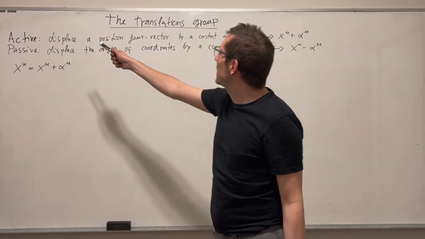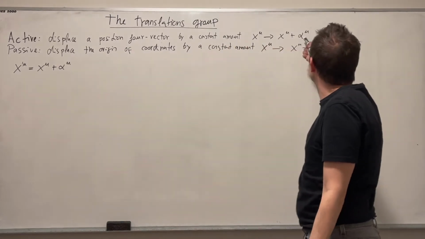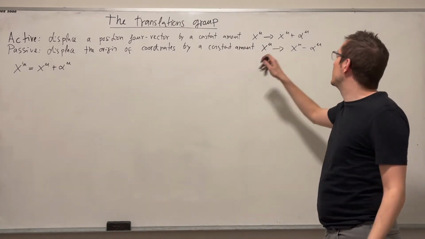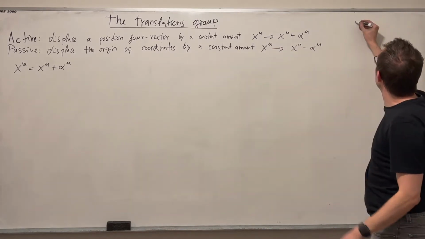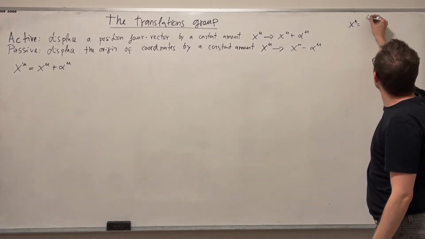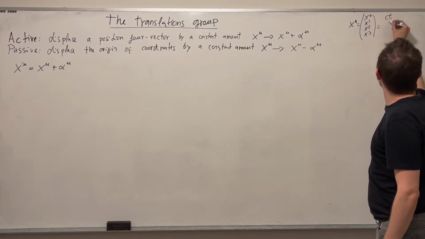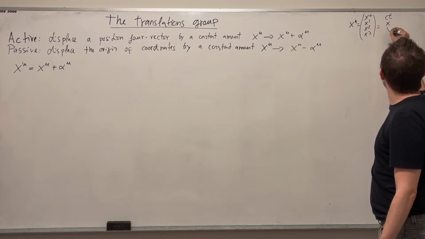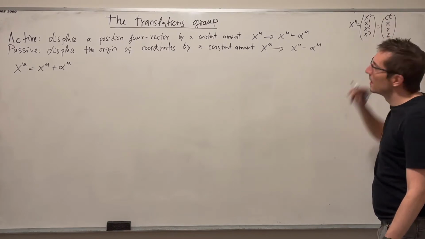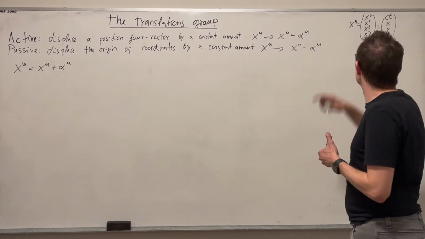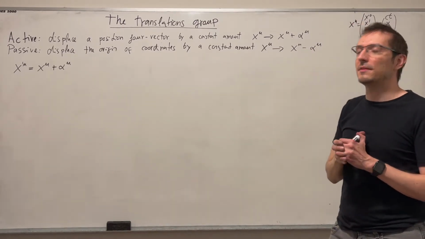So you can think of an active transformation as displacing the 4-vector by a quantity alpha. This is a position 4-vector. Let me remind you, x^mu is x0, x1, x2, x3. That is, of course, ct, if you want to give it coordinates, space and time, x, y and z, right? And alpha is just some constant vector with constant entries, alpha0, alpha1, alpha2, alpha3.